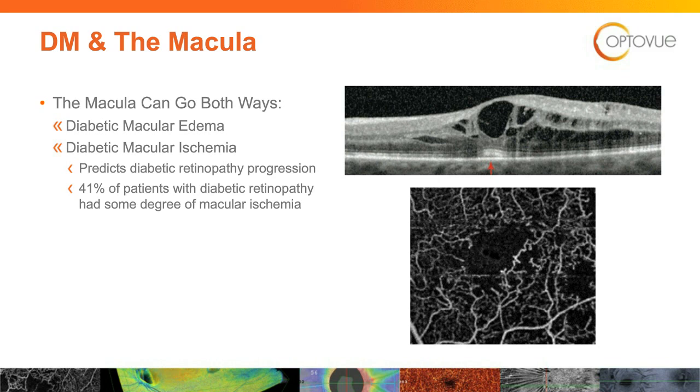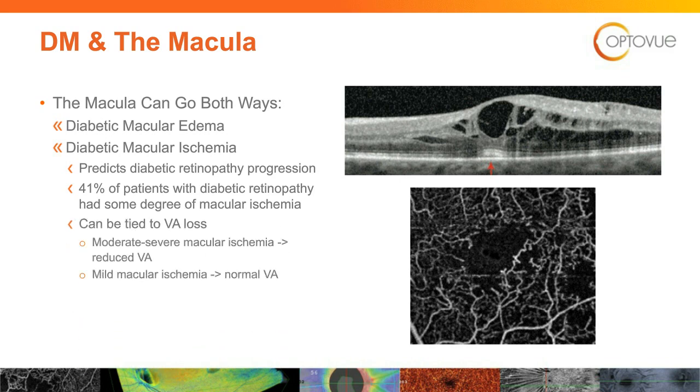Maybe we now consider a diabetic supplement now that more and more people are considering and seeing the need for those. We may need to do more testing and more treatment on these patients. So detecting that diabetic macular ischemia may be critical. And here's why, because it can be tied to vision loss. Most of the patients that lose vision from diabetic macular ischemia have moderate to severe ischemia. Well, maybe now we can detect it at the mild stage when they haven't had vision loss.